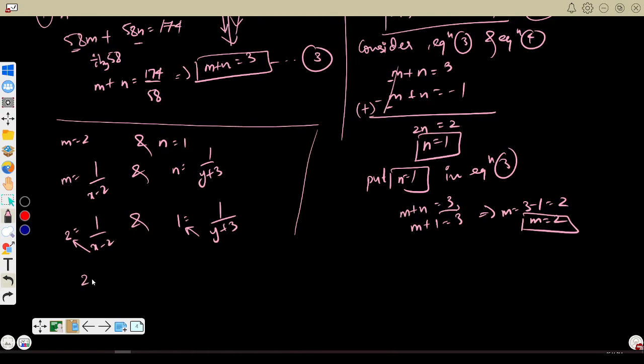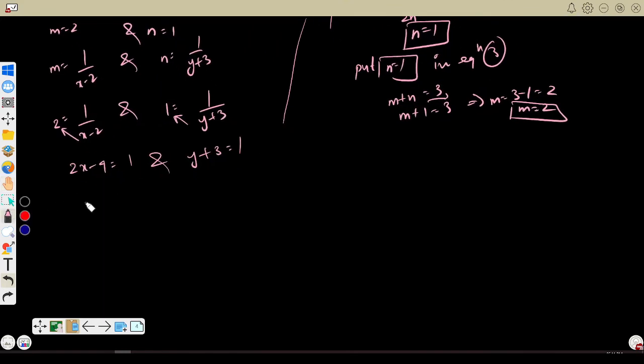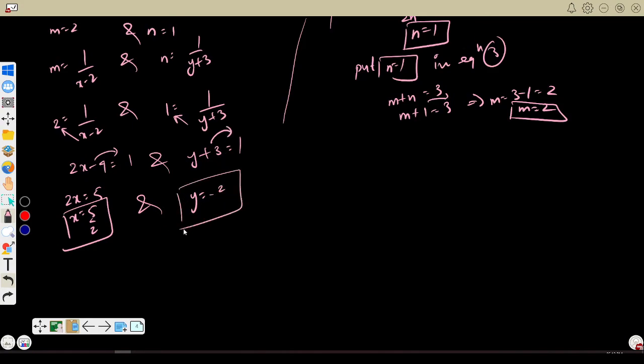So this will be 2x minus 4 is equal to 1 and this will be y plus 3 is equal to 1. I'll just solve them separately, side by side. So this will be 2x is equal to, if I shift this minus 4 on the other side, 1 plus 4, that is 5. X turns out to be 5 by 2. And in this case, y will be, if I shift 3 on the other side, 1 minus 3, which is minus 2.